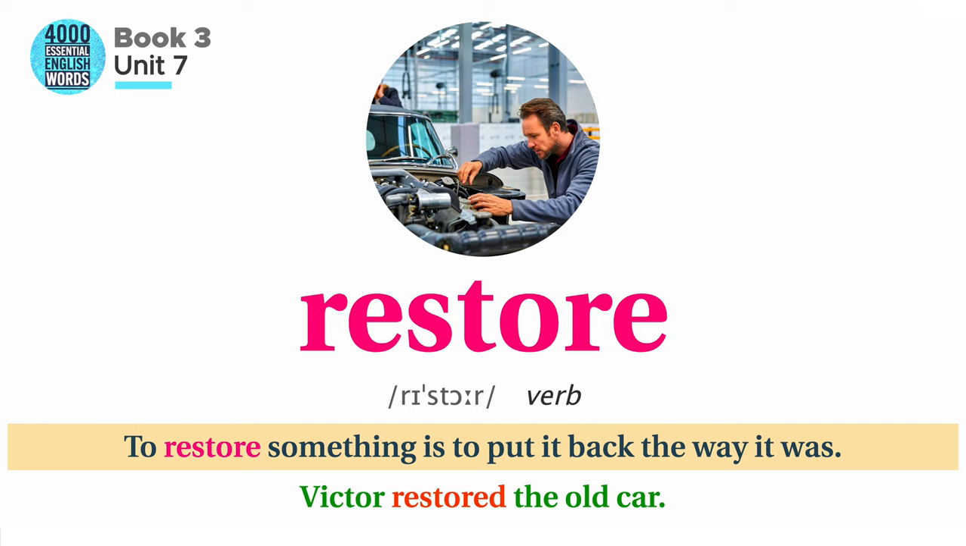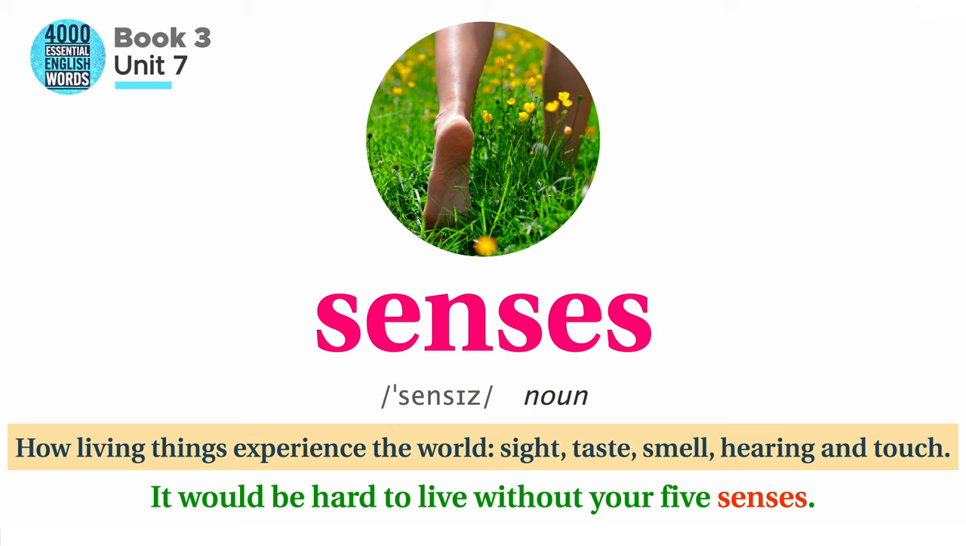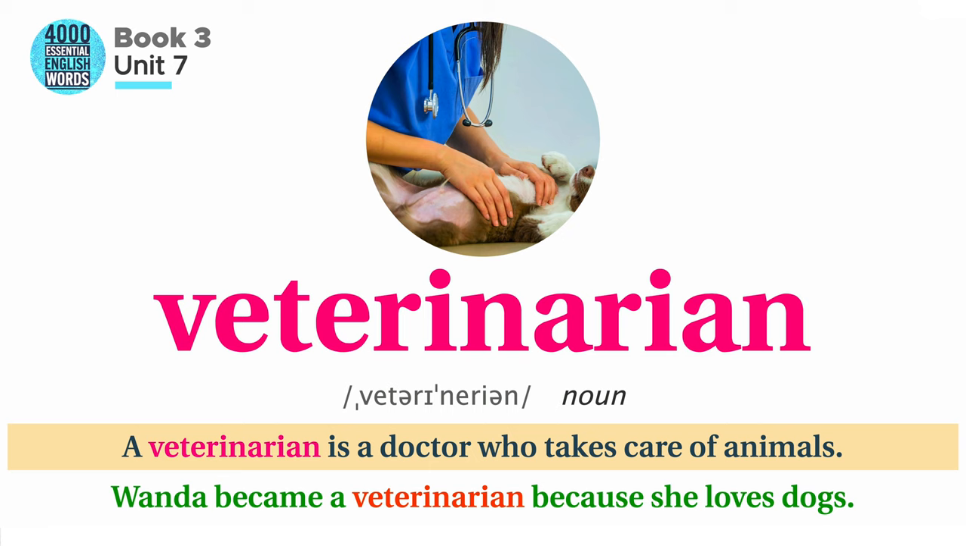Rub. To rub something is to push on it and move your hand back and forth. Mom's feet were sore, so she rubbed them. Senses. The senses are how living things experience the world: sight, taste, smell, hearing, and touch. It would be hard to live without your 5 senses. Veterinarian. A veterinarian is a doctor who takes care of animals. Wanda became a veterinarian because she loves dogs.